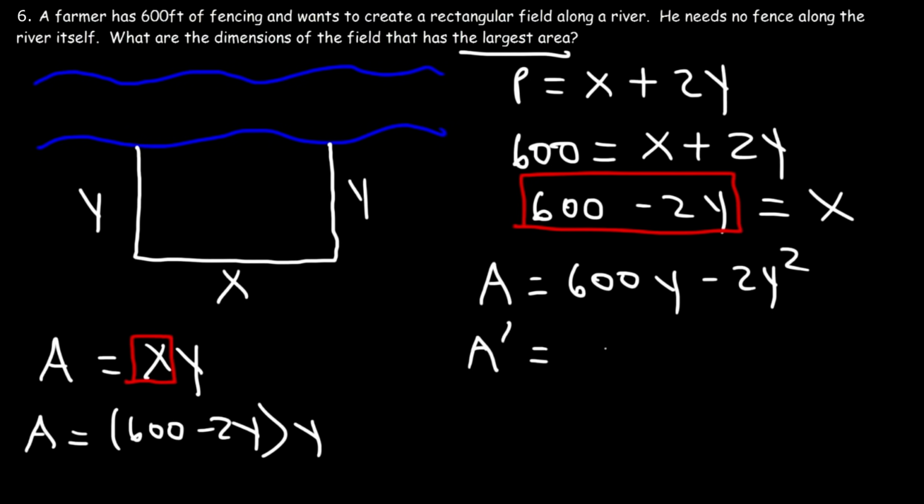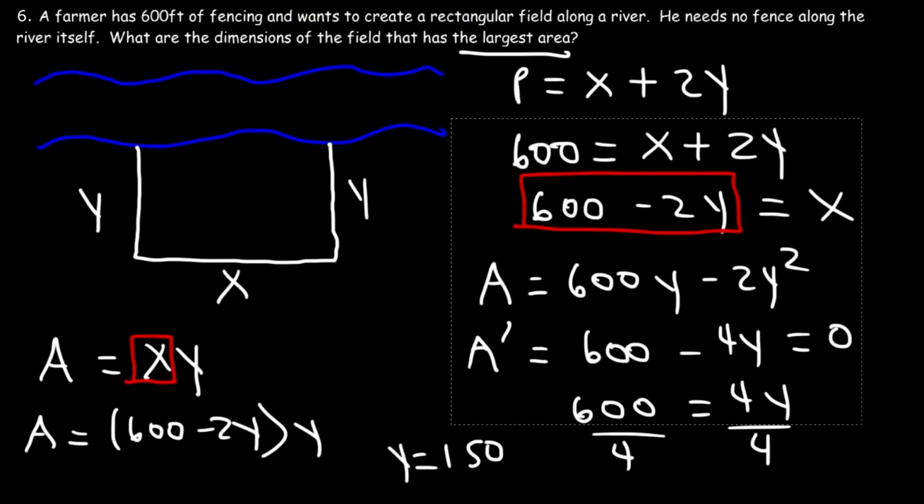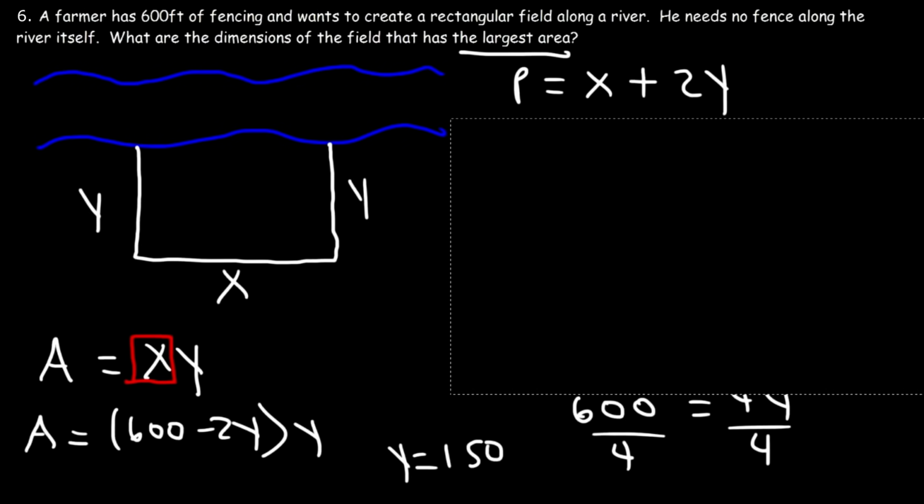find the first derivative. So it's going to be 600 minus 2 times 2y, which is going to be 4y, and then set it equal to 0. Now let's move the negative 4y to the other side, so it can become positive 4y. And then let's divide both sides by 4. So 600 divided by 4 is 150. So we now have the value for y.